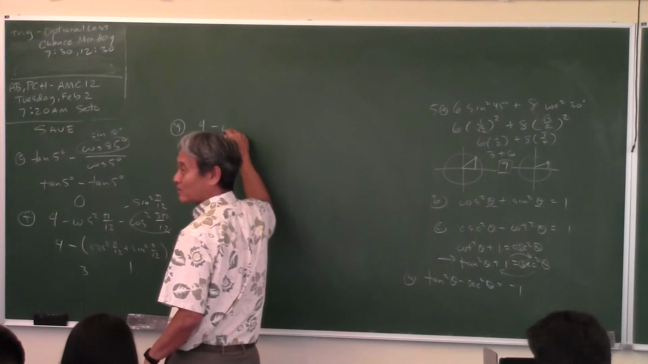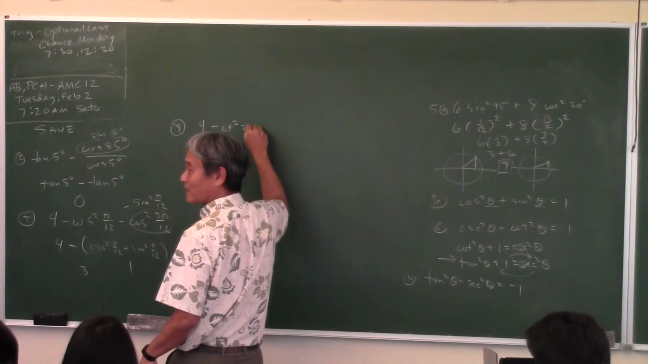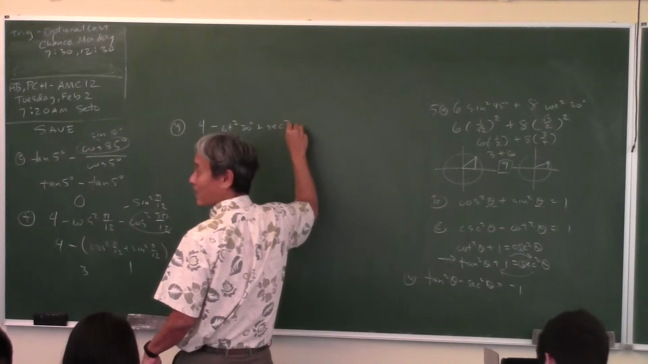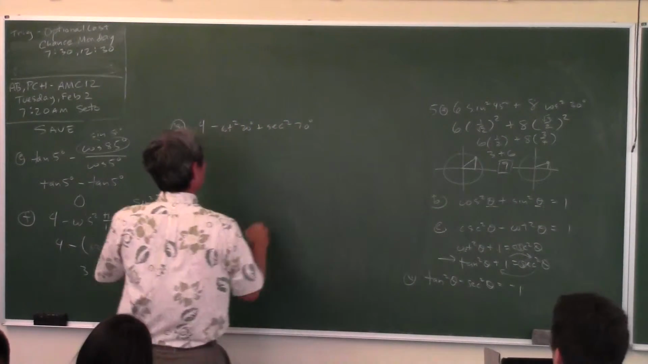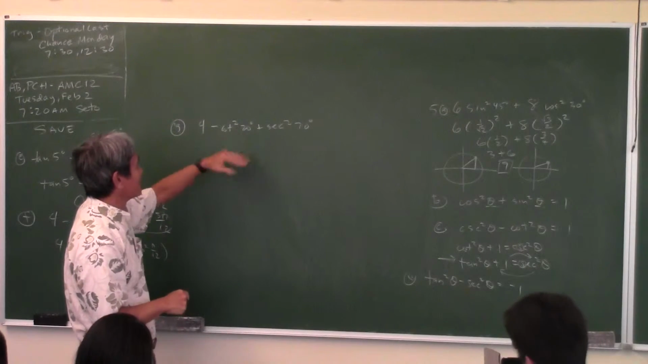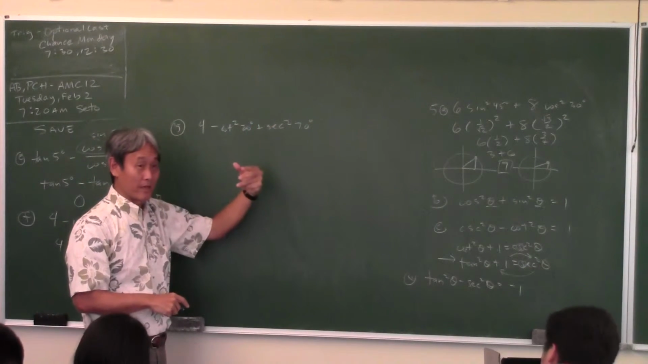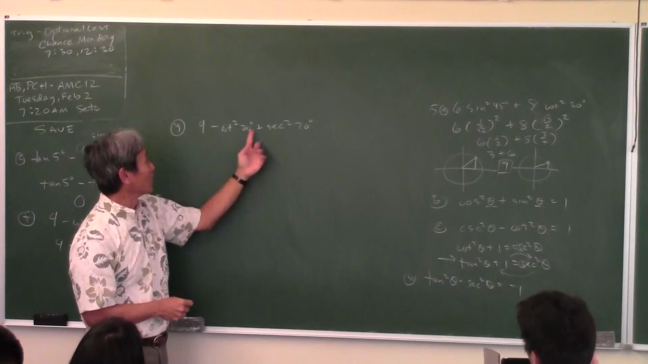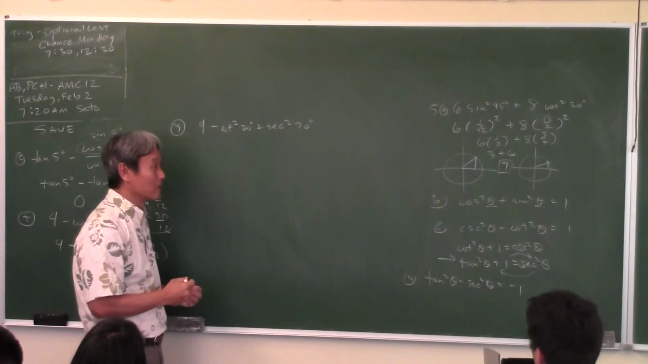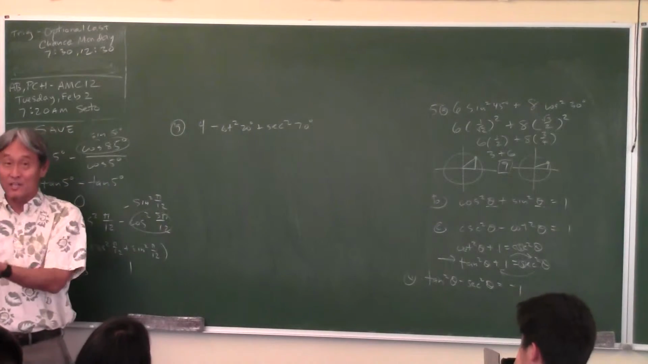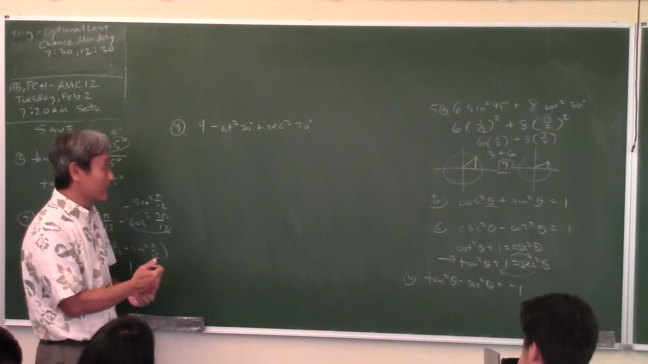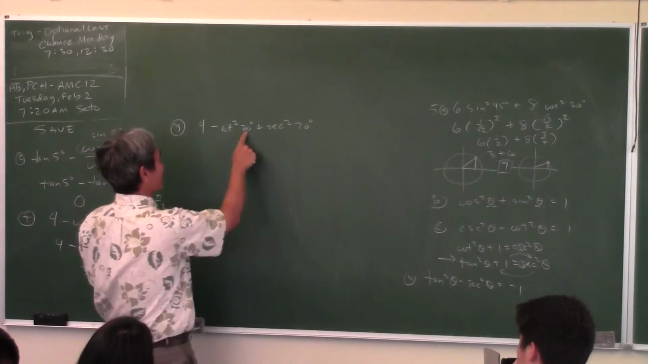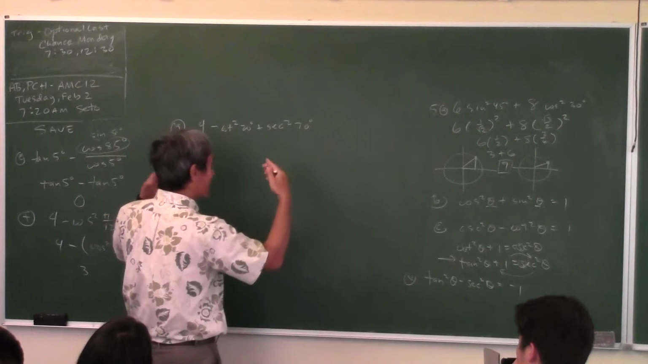4 minus cotangent squared 20 plus secant squared 70. So either you have to change the 20 to a 70 or the 70 to a 20, right? Which one you want to do doesn't matter, because both of them add up to 90, right? So obviously in this section of the test, I'm testing you on the co-function identities. So you want to change this one to a 70 or this one to a 20? Pick one, somebody.